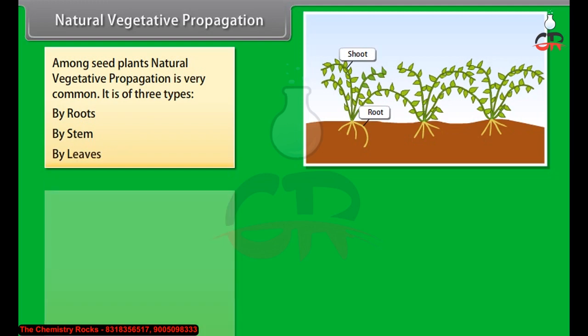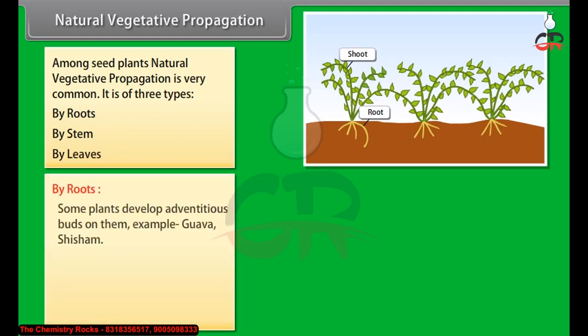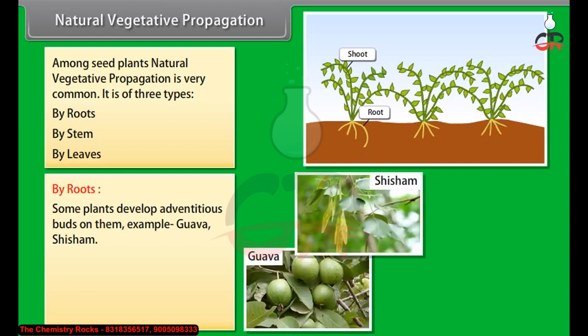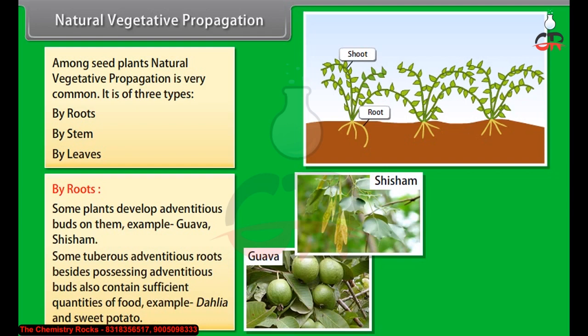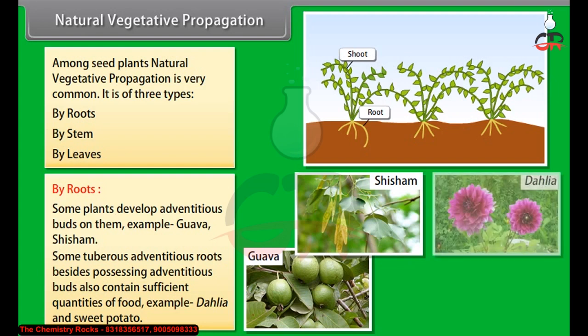By roots. Some plants develop adventitious buds on them. Example, guava, shisham. Some tuberous adventitious roots, besides possessing adventitious buds, also contain sufficient quantities of food. Example, dahlia and sweet potato.